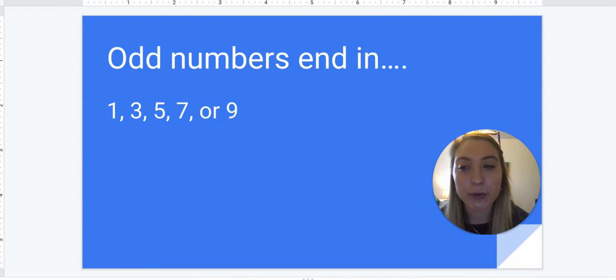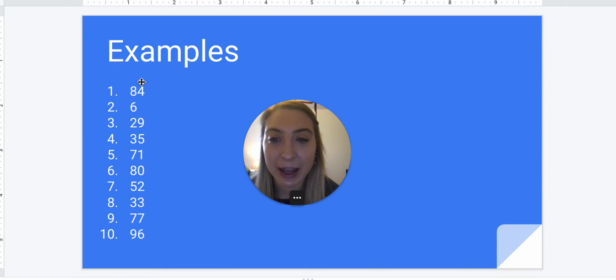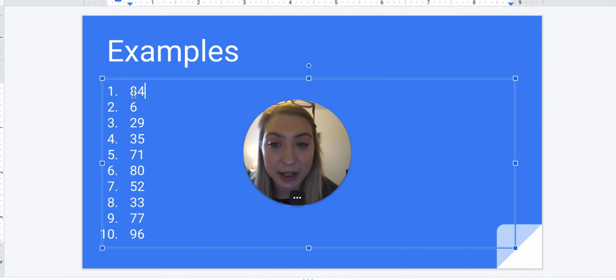So now we're just going to go over some examples of what our homework is going to be like today. So I see we have some examples here. The first number we have is 84. So I want to see here, this is my tens place and this is my ones place. So we're looking at our ones place, which is our 4. So I see that it ends in a 4, which means that has to be an even number because it ends in an even number. So remember, that's why it's important for us to write down our even numbers end in 2, 4, 6, 8, or 0, because that's what we're going to be looking for.